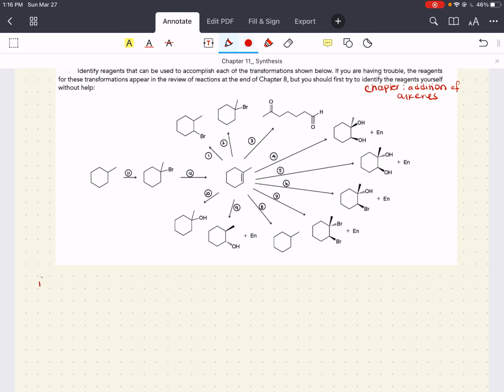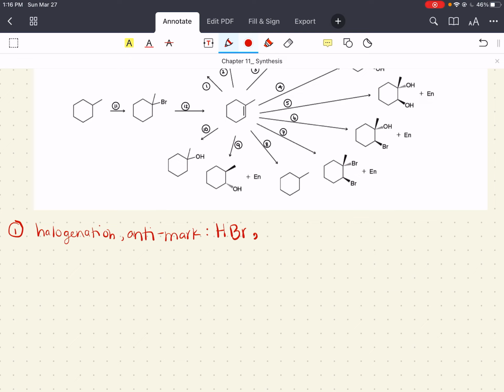So the first thing we're doing here is halogenation through anti-Markovnikov addition, right? Because our bromine is going to the least substituted position. All right, the reagents we need for this are HBr, right? And to do the anti-Markovnikov version of this halogenation, we need peroxides. That helps us do anti-Markovnikov halogenation.